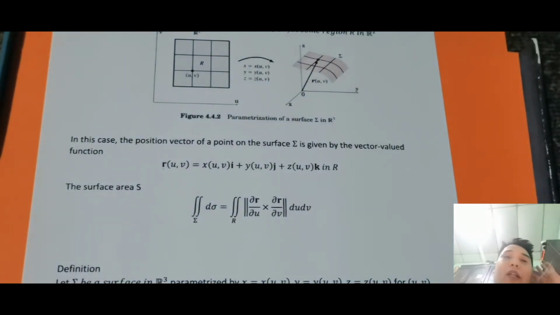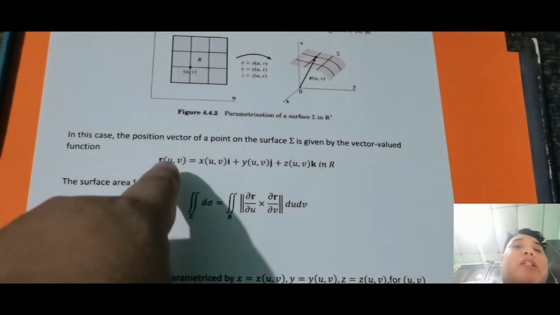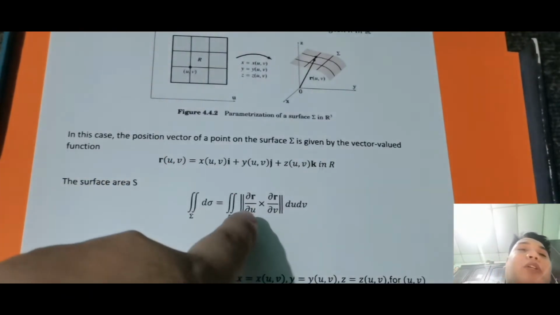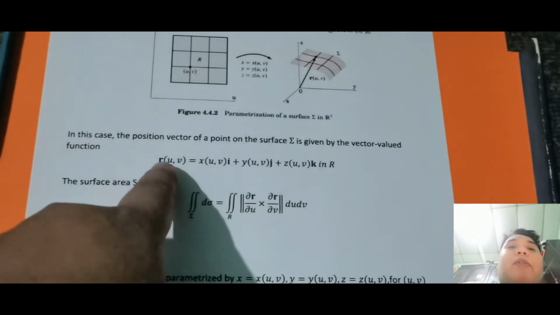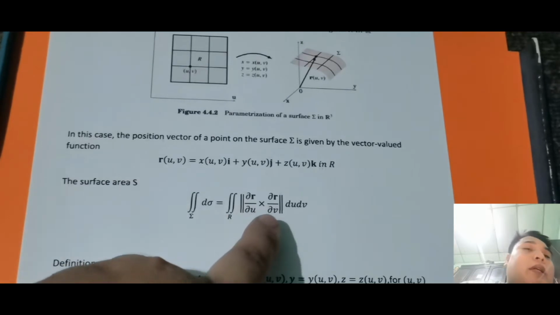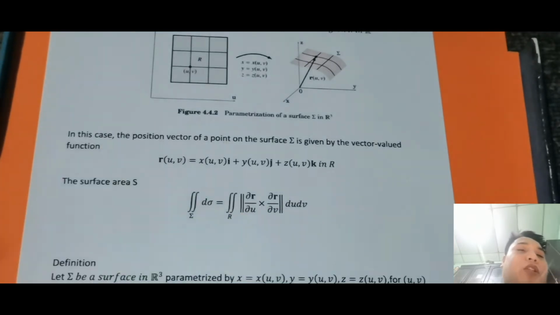Ngayon, anong gagawin? Hindi lang basta yun. May kinalaman yung position vector na yan. Kukunin natin yung partial derivative ng r with respect sa u, cross product, hindi yan multiplication again, cross product ng partial derivative of r with respect sa b. Pagkatapos ng cross product, alam natin vector ang sagot dyan. Kunin mo yung magnitude, alam mo nang scalar. Then saka mo kunin yung integral. Ganun yung gagawin natin dito.